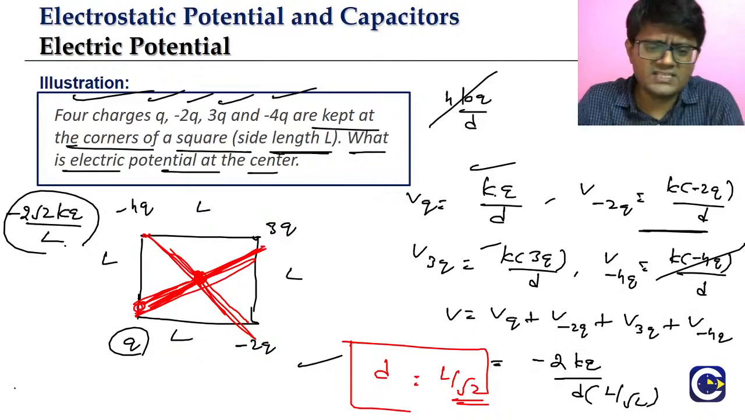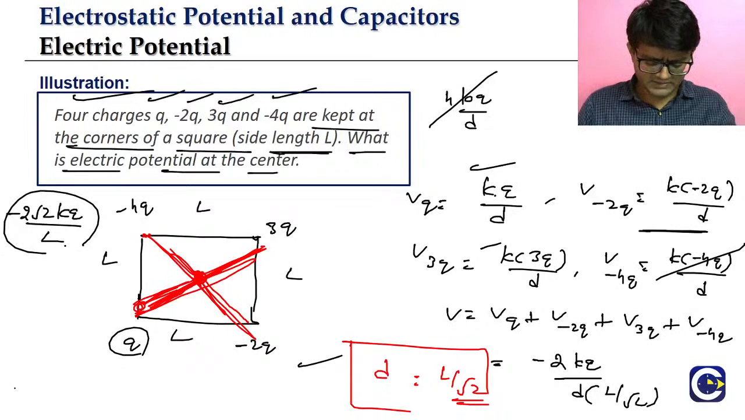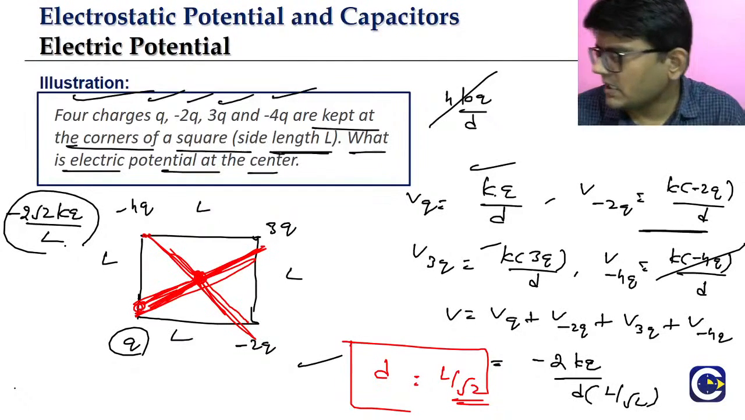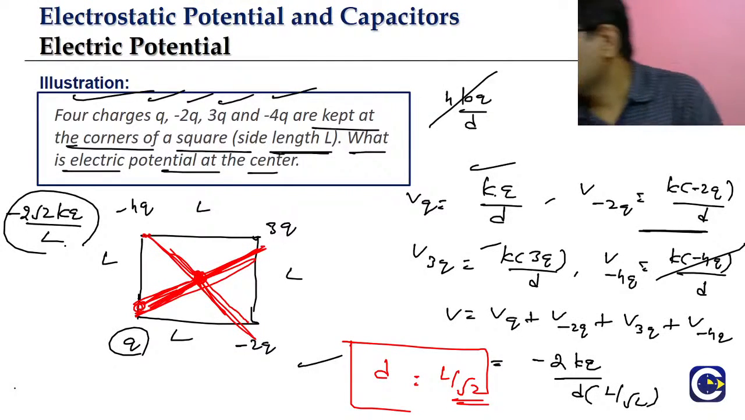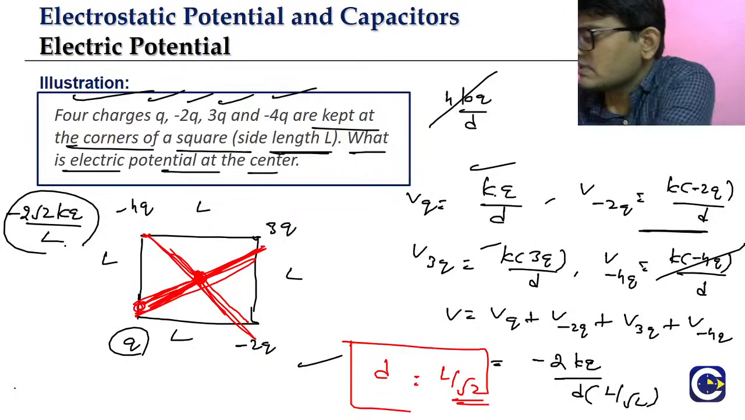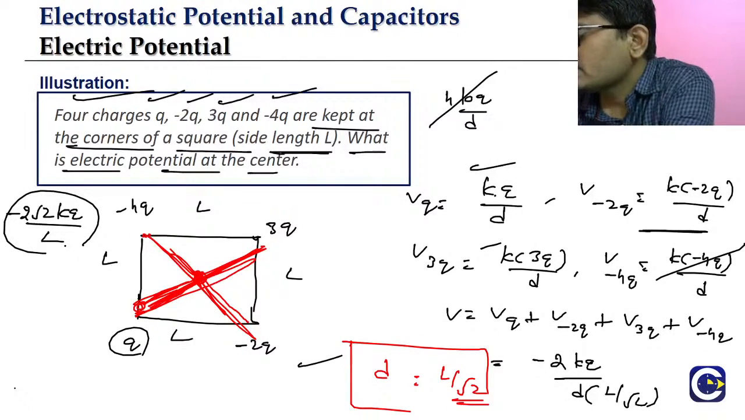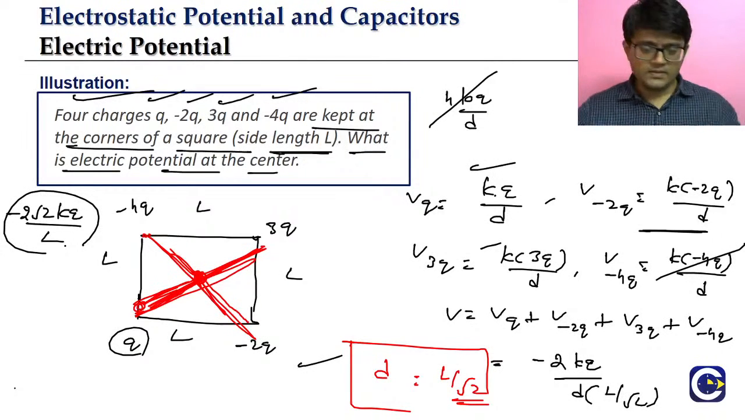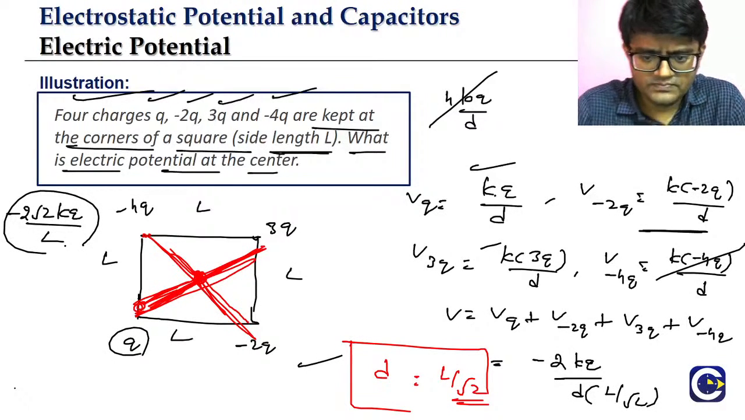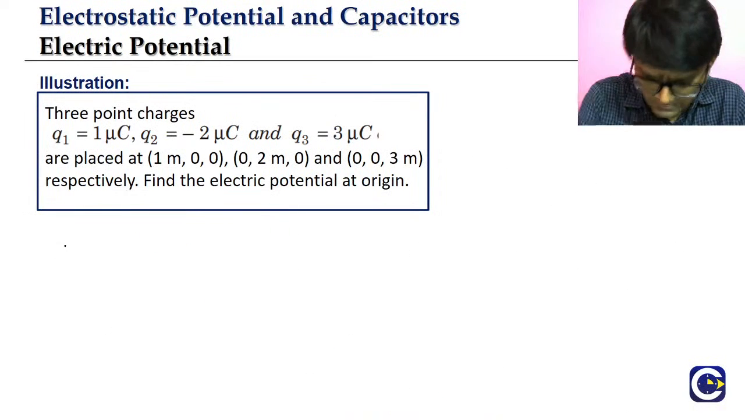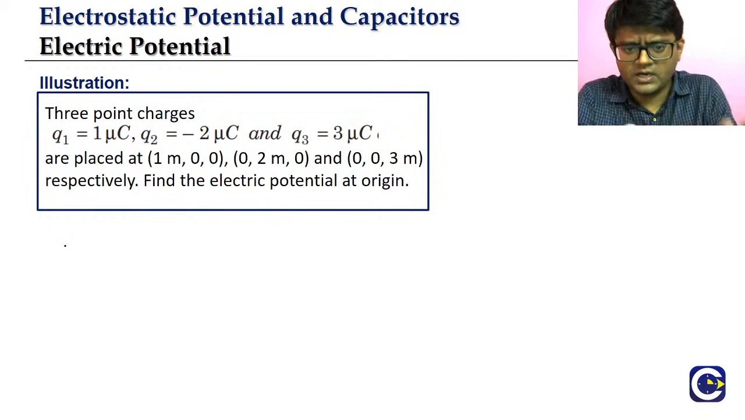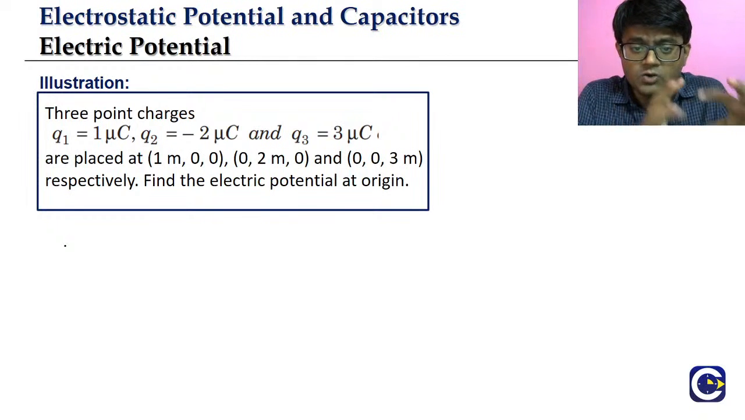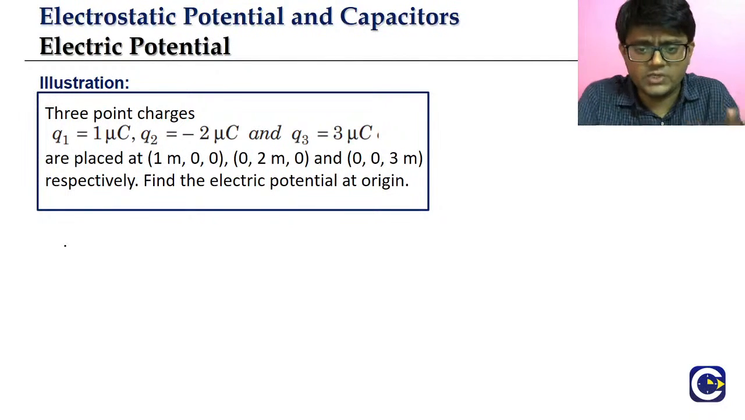We were just looking at the potential due to each of these charges, and at the relation between the side length and the distance from the center of the square to the corner. From that we are able to find the net electric potential at the center. So this is the kind of question we have. Even in past year questions, if there is a question on cumulative potential, it will be like this only.